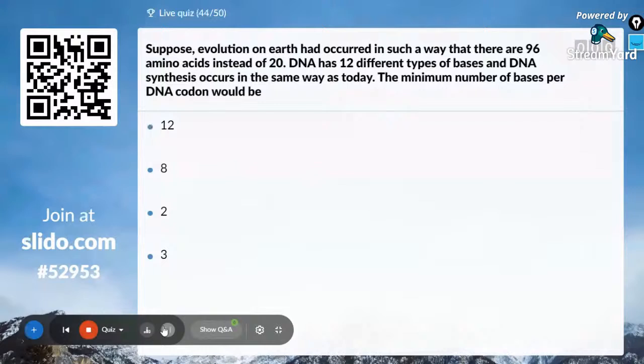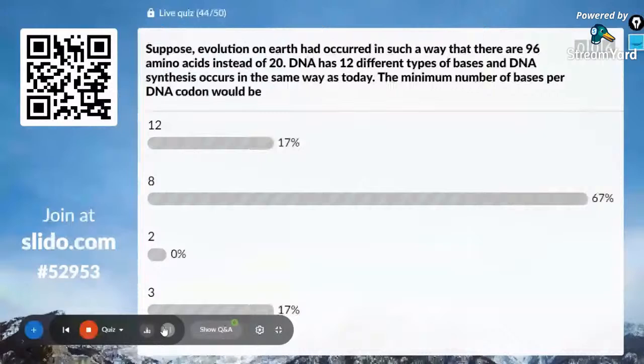Very important question from previous year Aiims paper, 2015 Aiims MCQ. Suppose evolution on Earth has occurred in such a way that there are 96 amino acids instead of 20. DNA has 12 different types of bases and DNA synthesis occurs in the same way as today. The minimum number of bases present per DNA codon would be only 2. Next question on the screen.